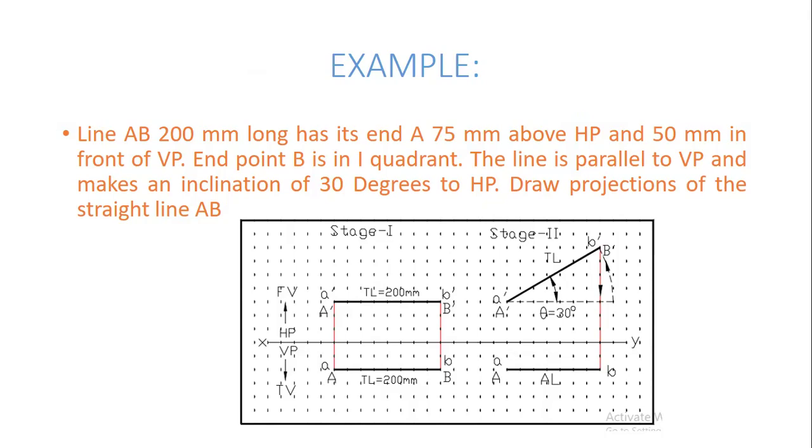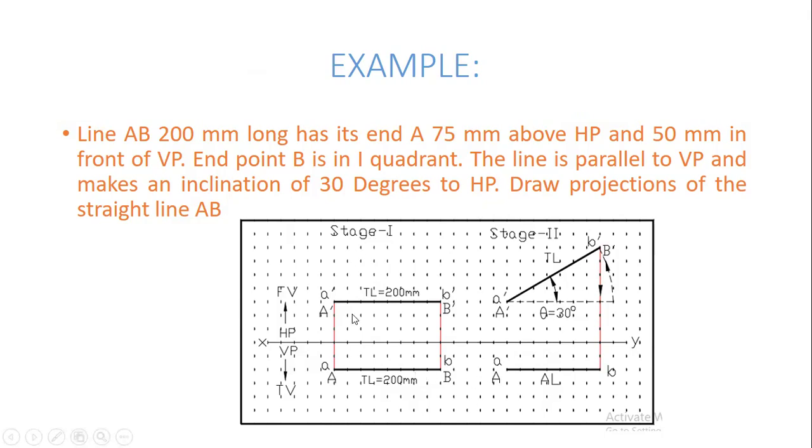So we will start one simple example. Take a line AB 200 mm long, with its end A 75 mm above the horizontal plane and 50 mm in front of the vertical plane. The end point B is in the first quadrant. So the line is parallel to the vertical plane and makes an inclination of 30 degrees to the horizontal plane. Draw the projection of the straight line AB. So we will go step by step.